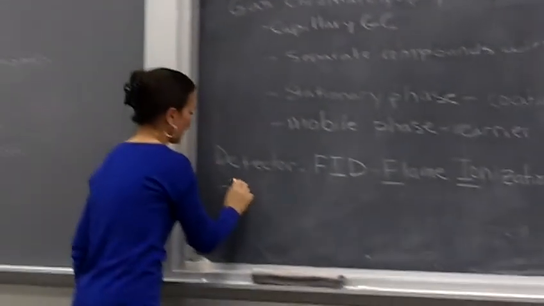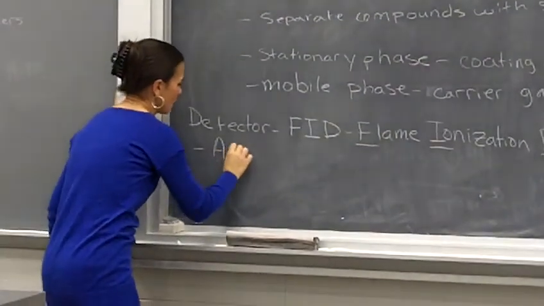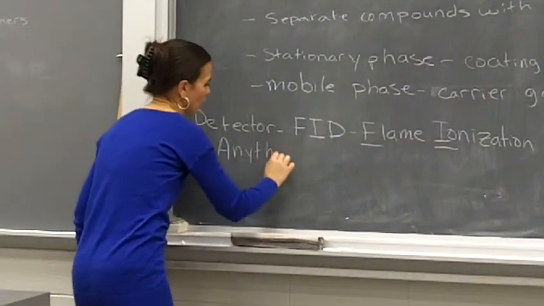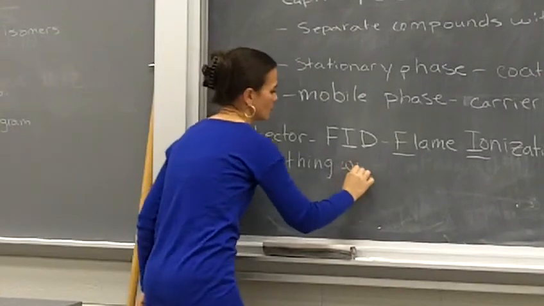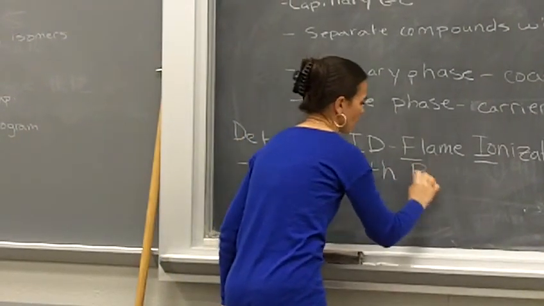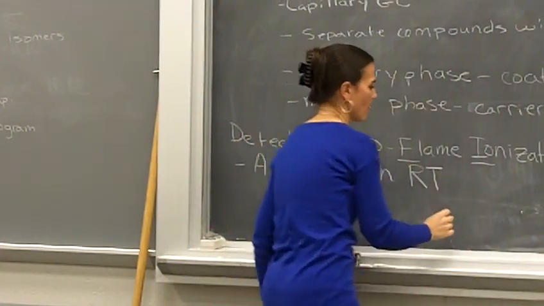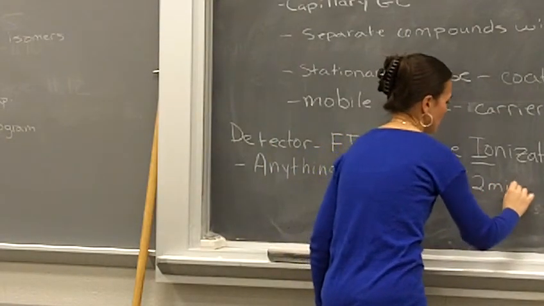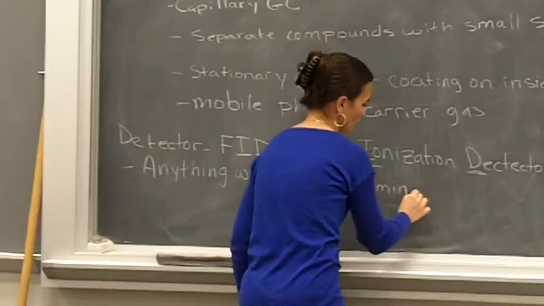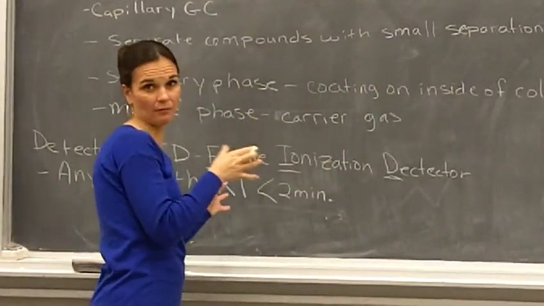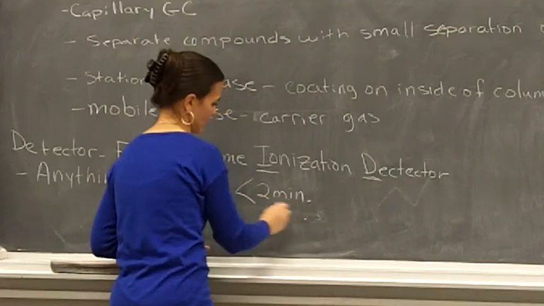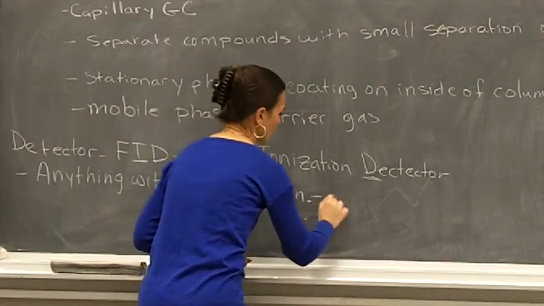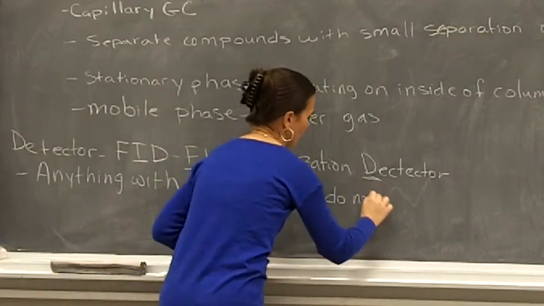One thing you do want to do for experiment 8 and 11 is, anything with a retention time, so I'm going to just say RT for retention time, of less than 2 minutes, you don't want to look at that in your analysis, okay? So if you have anything less than 2 minutes, you don't want to use it for your analysis.